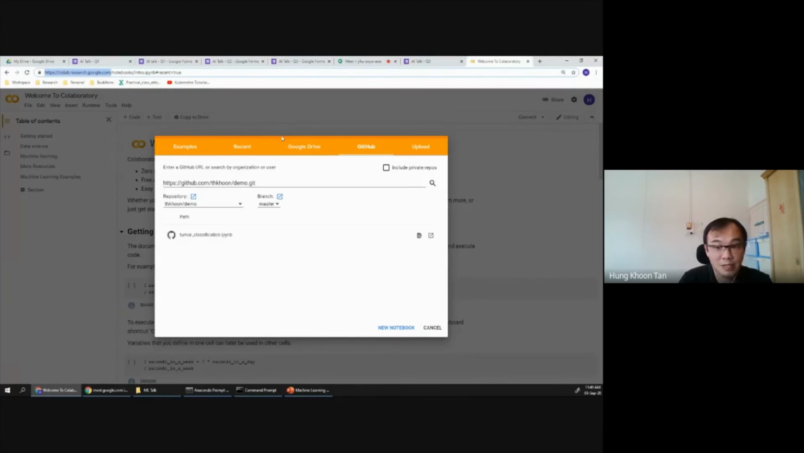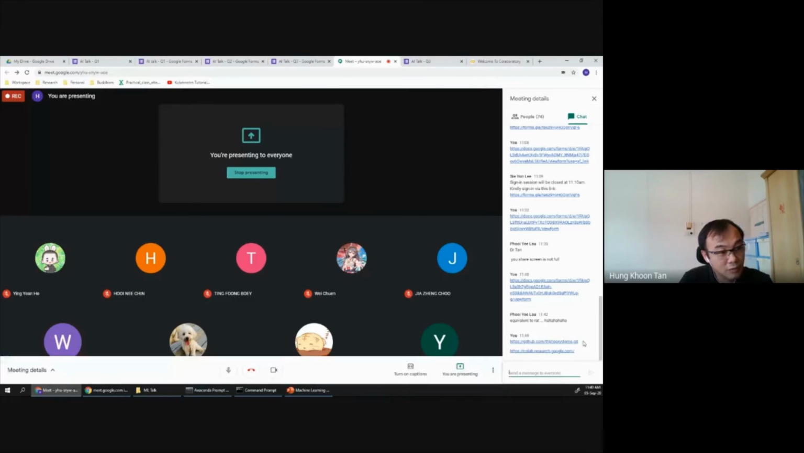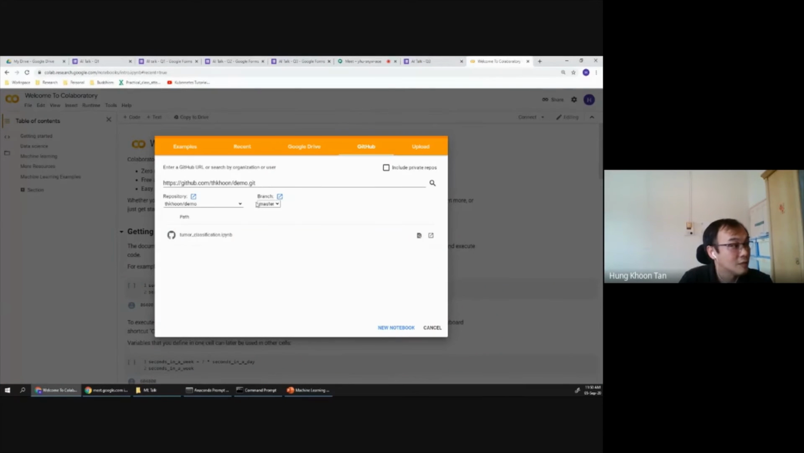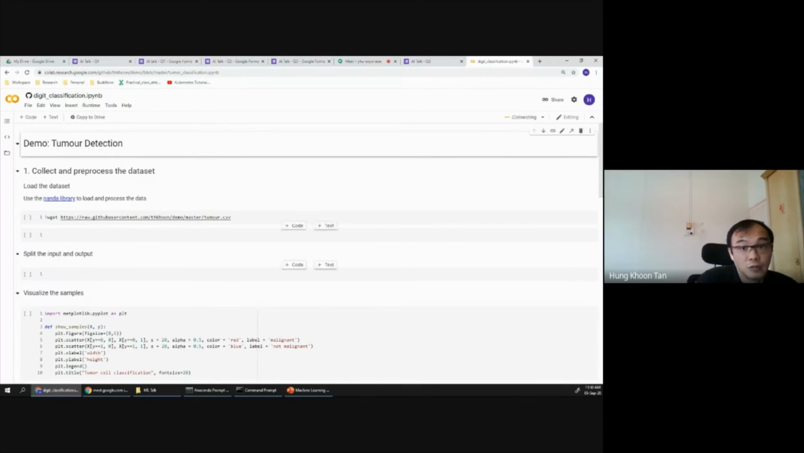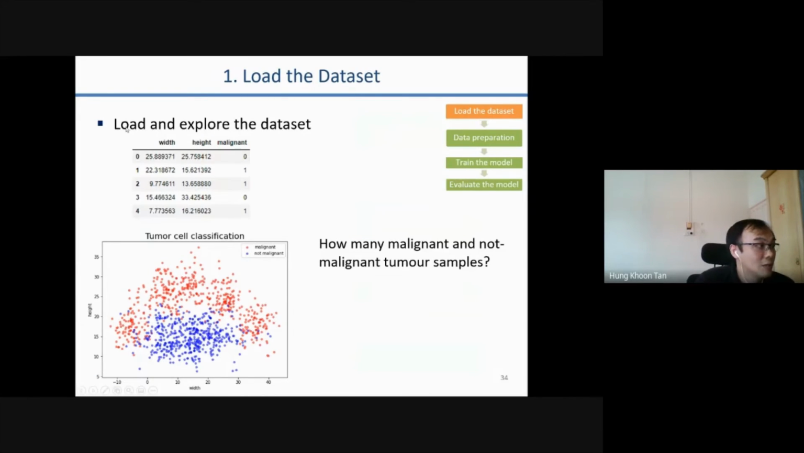Then you will come to this website. Click on GitHub, and then paste the demo GitHub page here, and then click on this tumor classification notebook. So the first step is to load the data set and try to understand the data set itself.